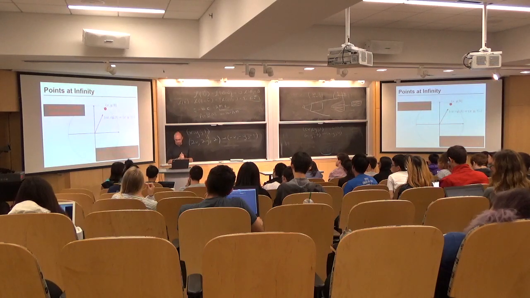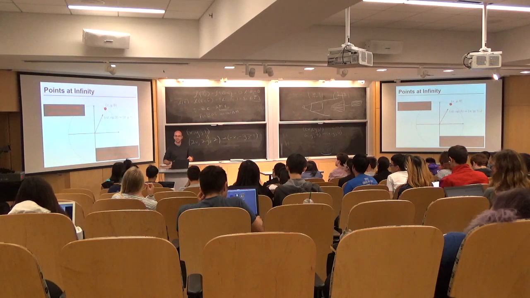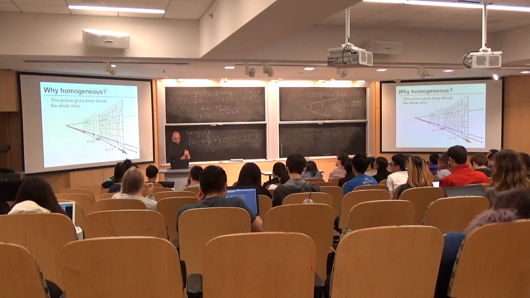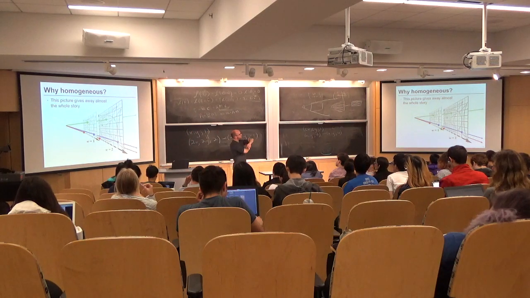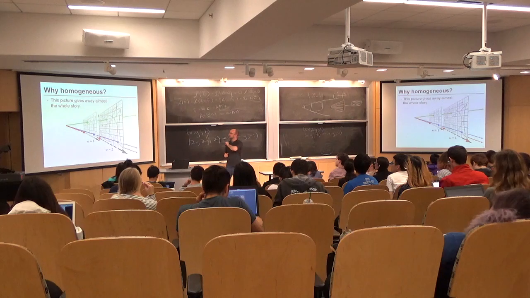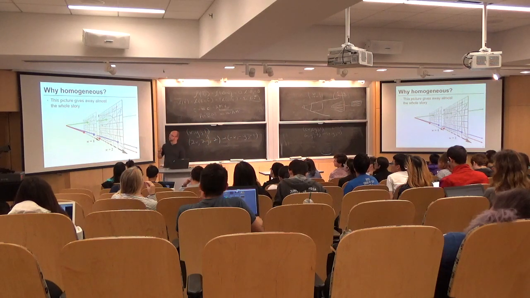If you like this kind of stuff, you should look at the stereographic projection of the sphere, and you'll see roughly what's going on. Okay, but anyway, that's a fun geometry picture. But in our case, why do we care about homogeneous coordinates? Well, continuing with this ugly fish here, this picture sort of gives away the story, right?